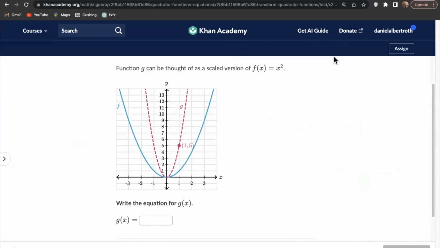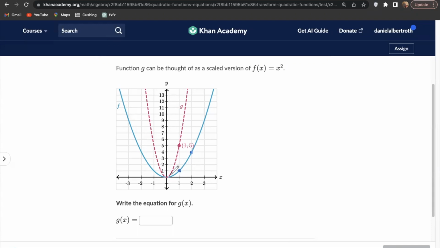All right. So this says function g can be thought of as a scaled version of f of x equals x squared. Okay, I like that. The blue here is f of x, and g is a scaled version, and it looks like it's being stretched up. It's narrower. Let's take a look at f of x. When x is 1, y is 1. It's squaring it. When x is 2, y should be 4. So we're squaring x. With g, something else is going on.